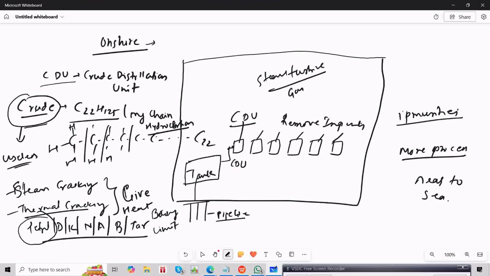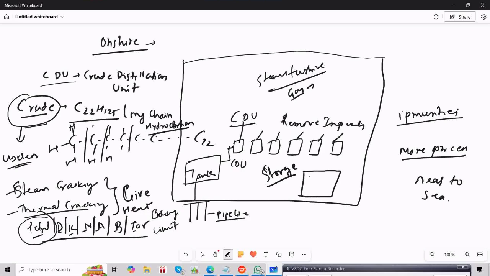If it is a gas, then you need a compressed gas storage unit for this plant also. After these multiple units, you need a storage unit. What is a storage unit? Whatever byproducts there are, like petrol, diesel, kerosene, naphtha, asphalt, bitumen, tar, all these will be stored in a storage tank. So you have an area called the byproduct storage tankage area.